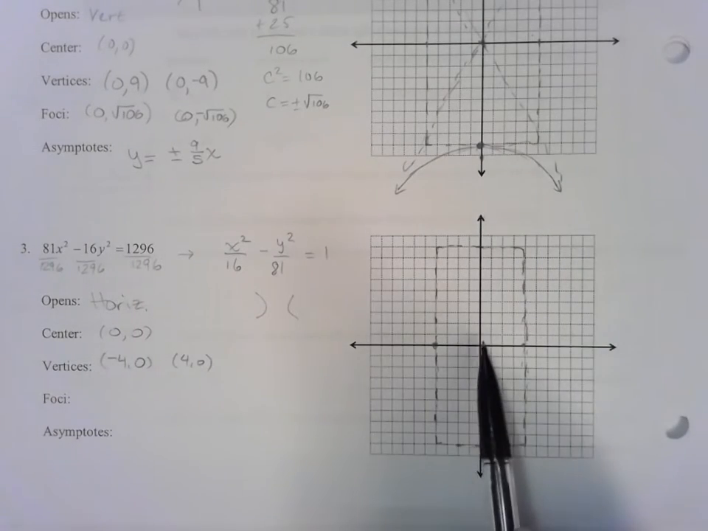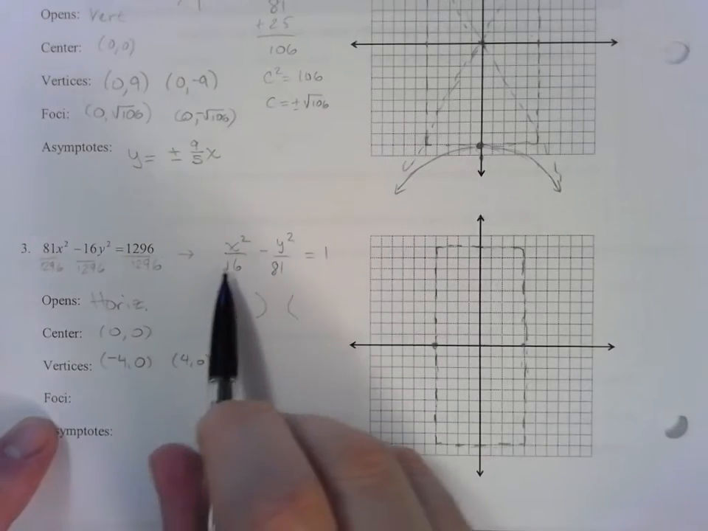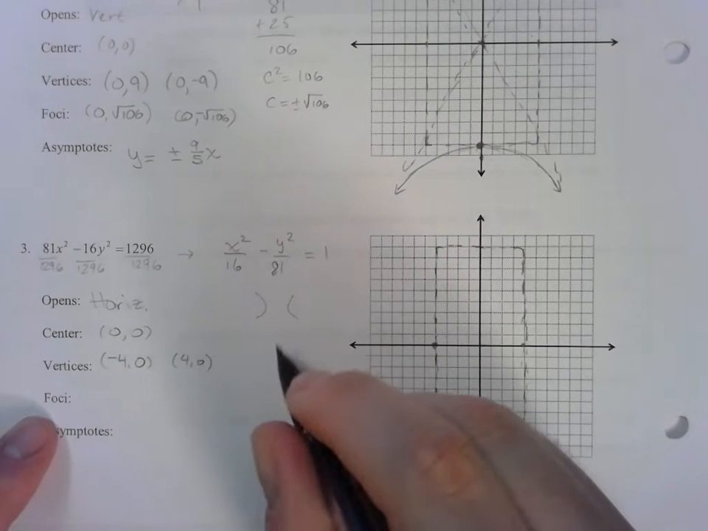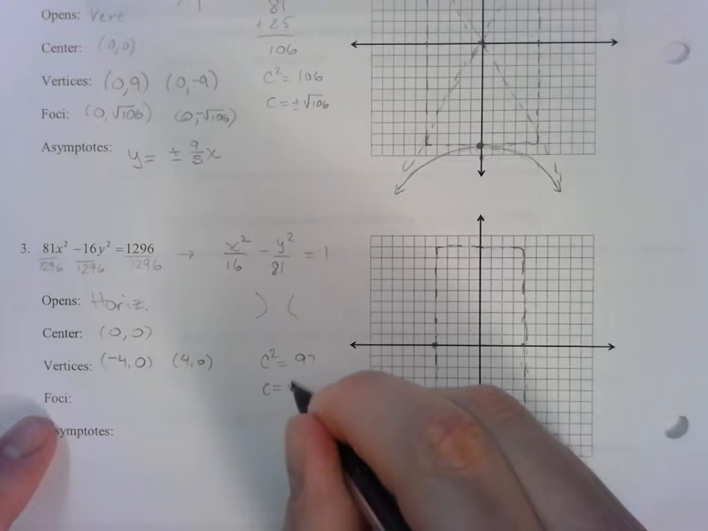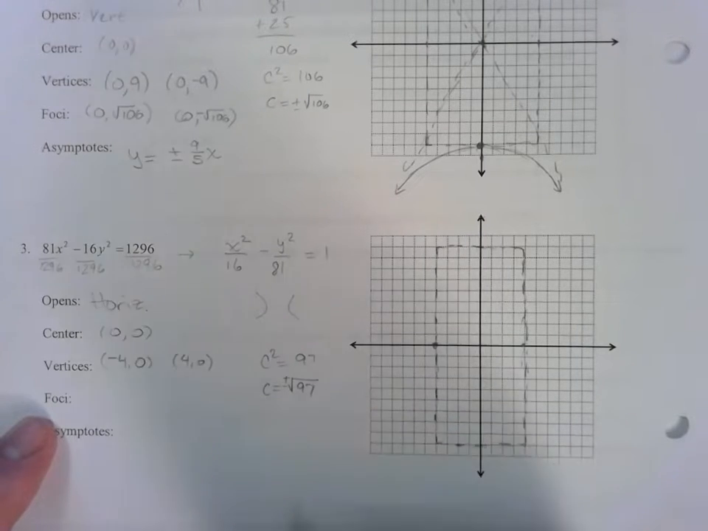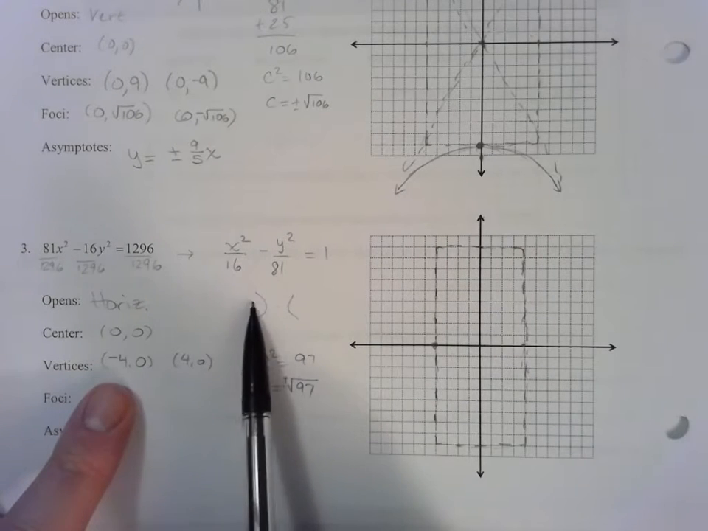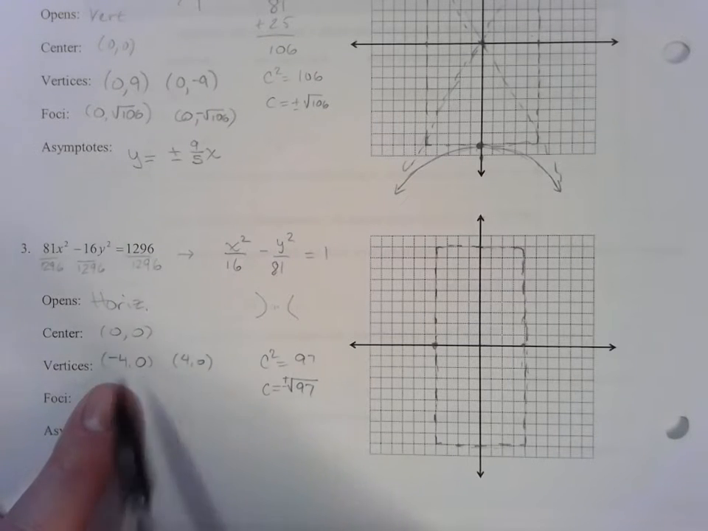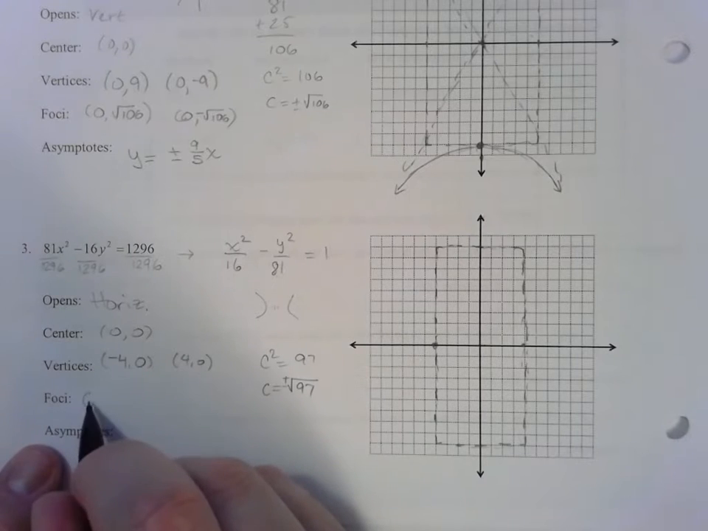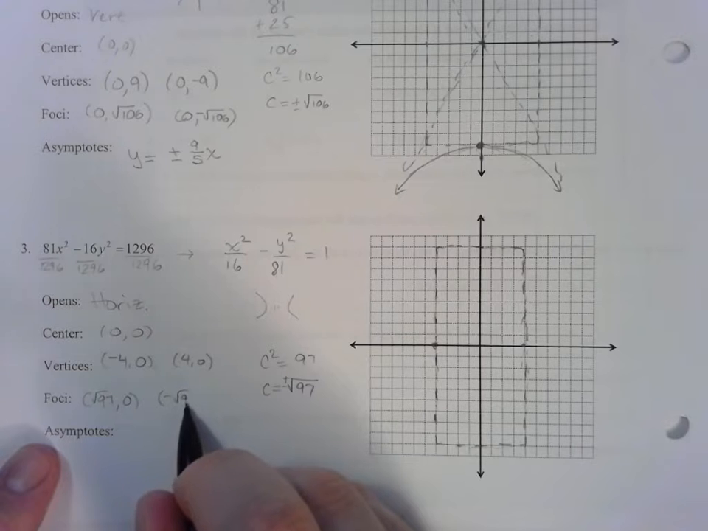Alright, here's your center. The foci, what we're going to do is we're going to add these. 80 and 10 make 90, 6 and 1 make 7. So c squared equals 97, so c equals plus or minus square root of 97. I'm not familiar if 97 divides by any perfect square. I actually don't think that it does. Because it's opening horizontally, I'm going to add the square root of 97 to the horizontal or x coordinate of the center. Our two foci are root 97 comma 0, negative root 97 comma 0.